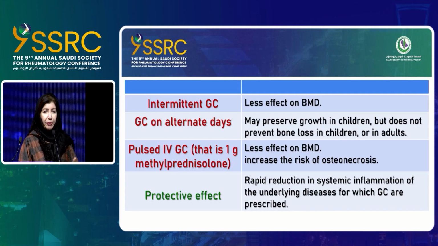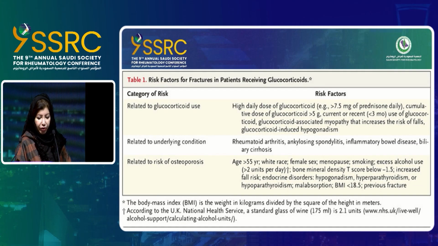If patients receive glucocorticoids in other forms, like intermittent, alternate days, or pulse therapy: with intermittent there is less effect. With glucocorticoid on alternate days, it may preserve growth in children, but it does not prevent bone loss. With pulse glucocorticoid, there is less effect on bone density compared to continuous treatment, but there is an increased risk of osteonecrosis. But don't forget that steroids have a protective effect because they suppress the underlying disease activity, and this will protect the bone from bone loss. So it's not all doing harm.